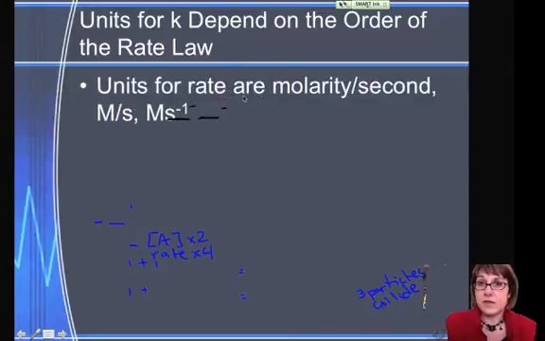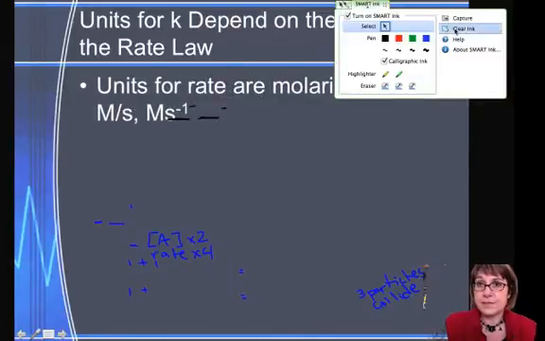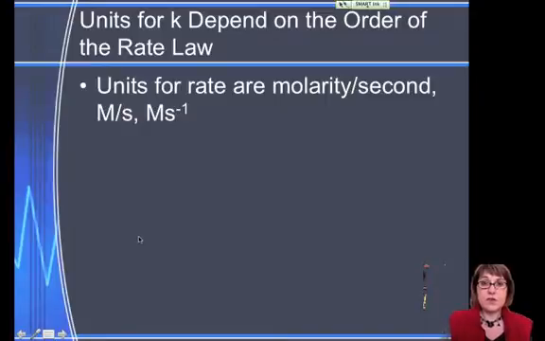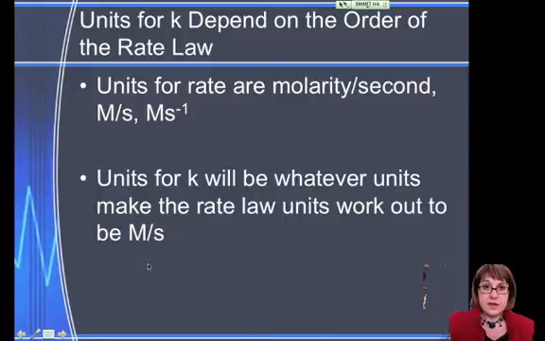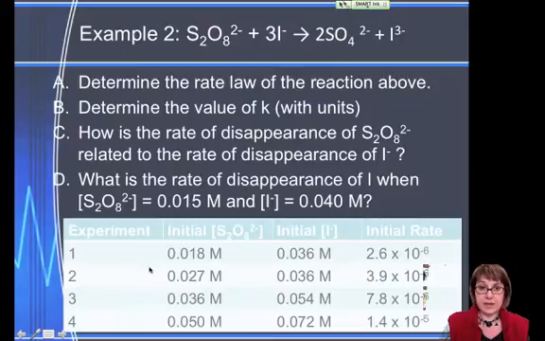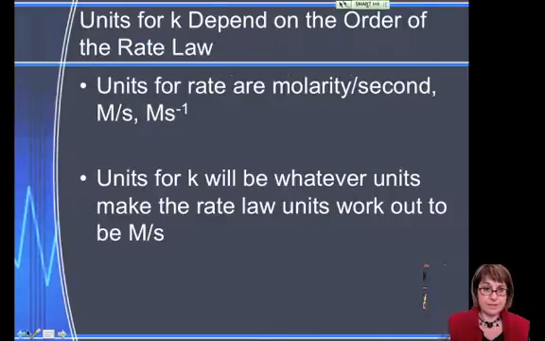So let's clear out this writing. The units for K then depend on the order of the rate law. So if the units for rate are molarity per second, or moles per liter per second, then the units for K will have to be whatever units work out to make the rate law equal to molarity per second. Let's go back to that.